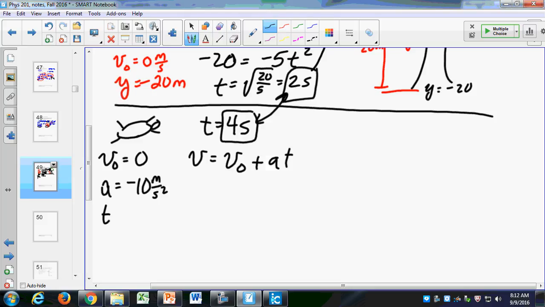And that's all I know. I know the time is 4 seconds. If you have the time in these problems, it makes them a lot easier. So if you come across a problem that has time in it, say, thank you, because it's going to be a lot easier with the time. I have 0 minus 10 times 4, negative 40 meters per second.